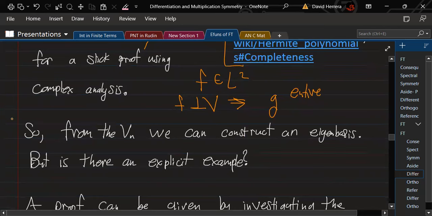So let's continue. From what we had, we showed that V is dense in L2. And in each of the Vn's, this is the union of the Vn, I could find an eigenfunction decomposition for the Fourier transform. And as I'm increasing n, I'm just adding in more eigenfunctions. So I can construct an eigenbasis. However, we didn't actually write out what an eigenbasis was.